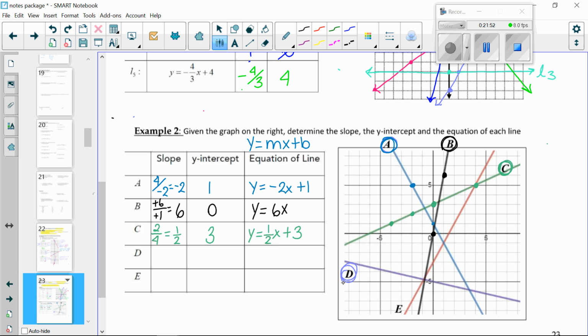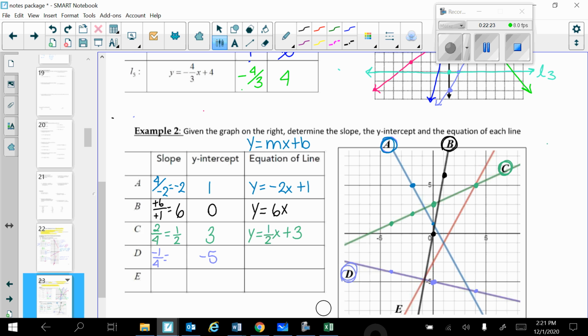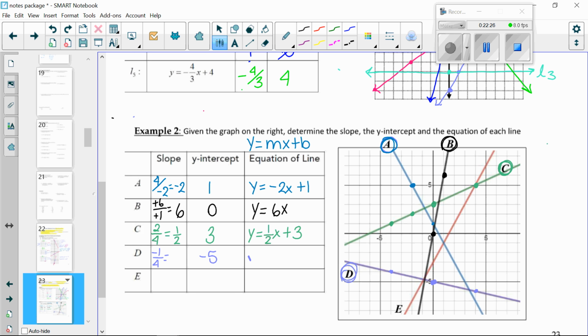The next one is D. So right there, plot your y-intercept. That's negative 5. I'm losing my voice today, guys. So just bear with me. And I'm going to go down to that point right there. You could use this one right here. So I'm going to go down 1, so it's negative 1, over 1, 2, 3, 4, so positive 4, which gives me a slope of negative 1 over 4. Y equals negative 1 over 4x minus 5.